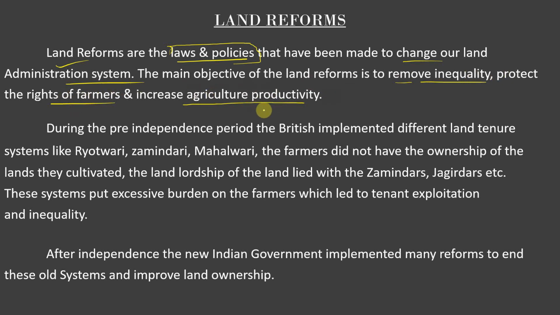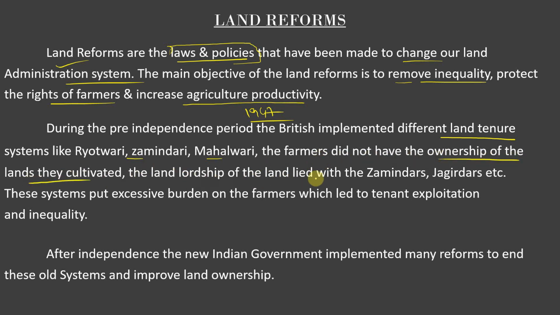During the pre-independence period, the British implemented different land tenure systems like Raiyatwari, Zamindari, and Mahalwari. The farmers did not have the ownership of the lands they cultivated. During the British period, that is before 1947, when India was under British control, they implemented various land tenure systems for the purpose of collecting land revenue from farmers. So the farmers did not have any ownership of the land they cultivated.